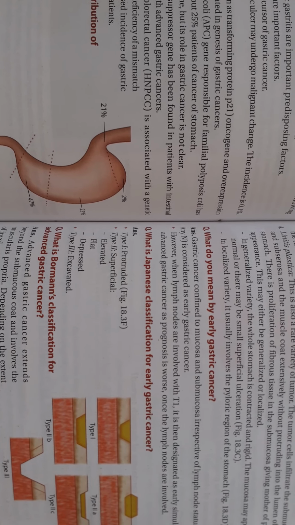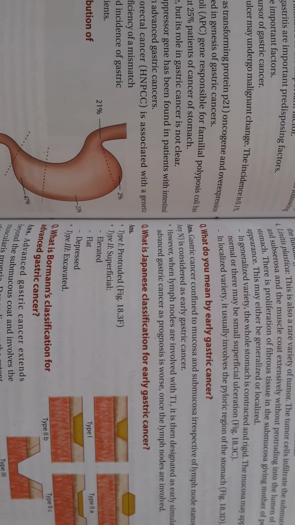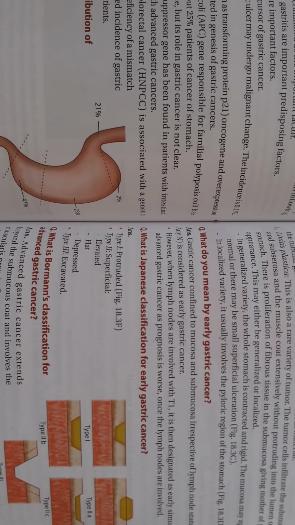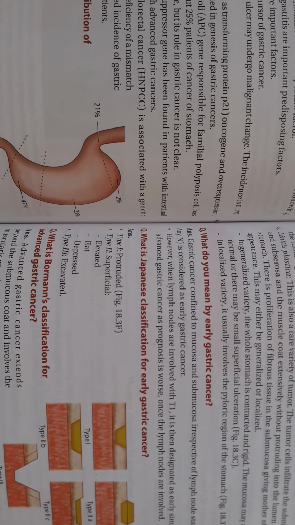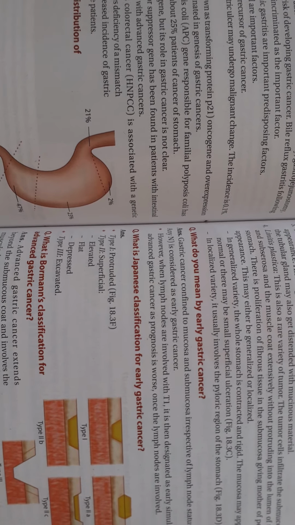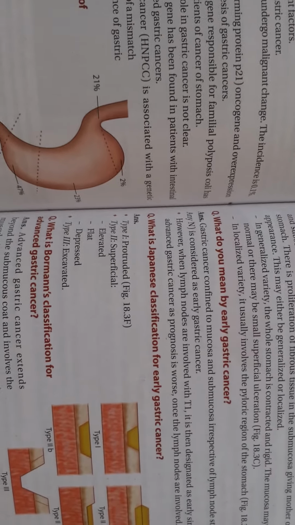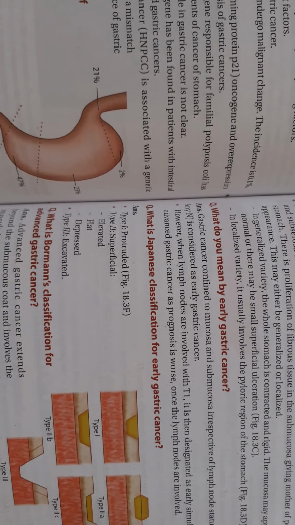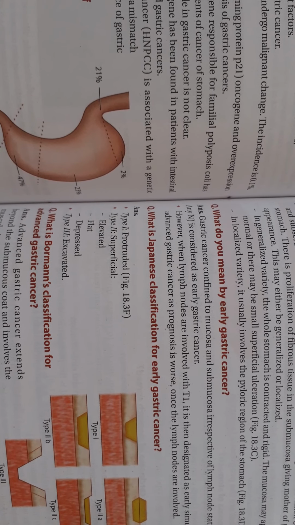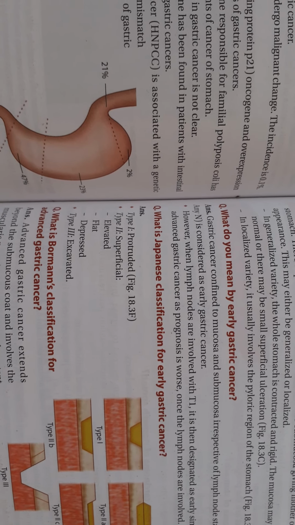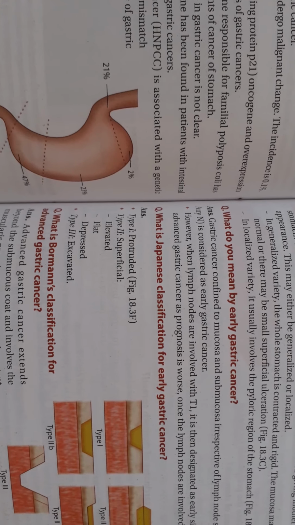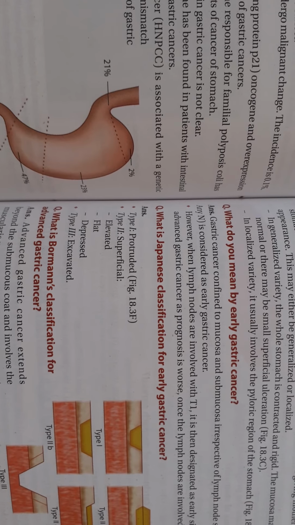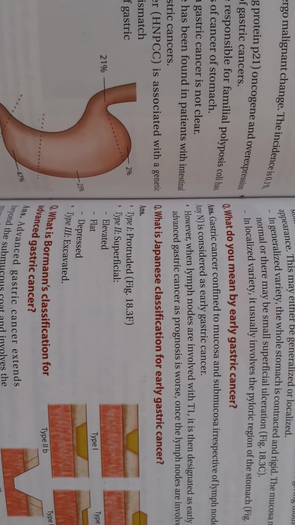And what do we mean by early gastric cancer? Gastric cancer confined to mucosa and submucosa, irrespective of lymph node status. Any N is considered as early gastric cancer. However, when lymph nodes are involved with T1, it is then designated as early but advanced gastric cancer, as prognosis is worse once the lymph nodes are involved.